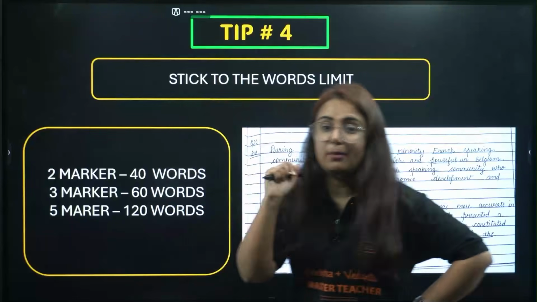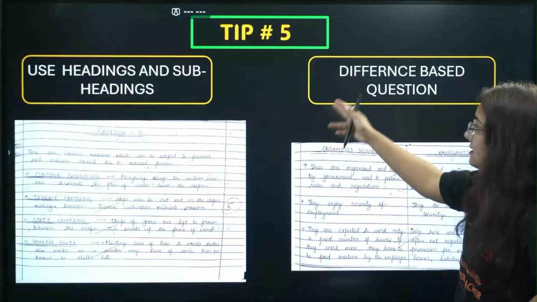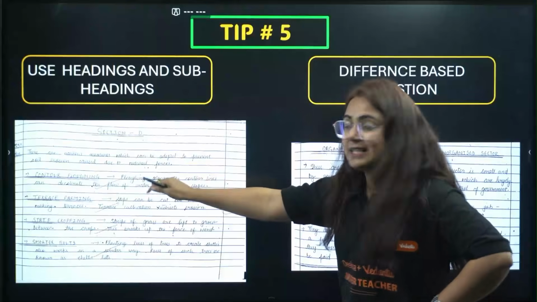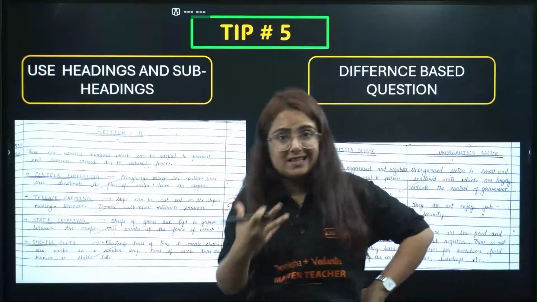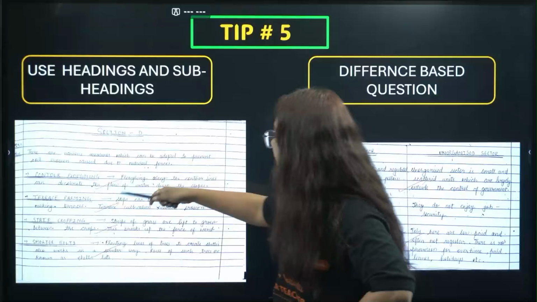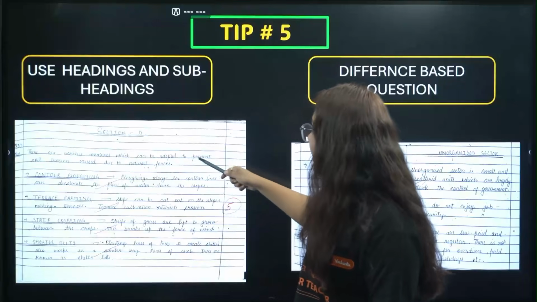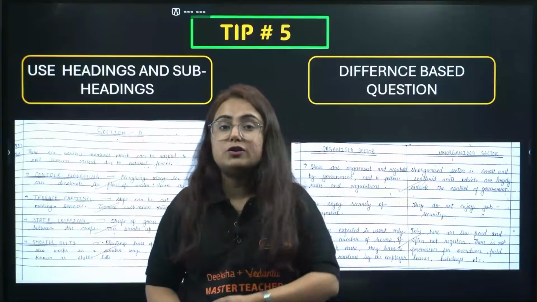Okay, tip number 4, very, very important. Next is use headings and subheadings. This is very good. Like, there are people who write the exact points, like there is a question, what are the various ways which we can adopt to prevent soil erosion caused due to natural factors?